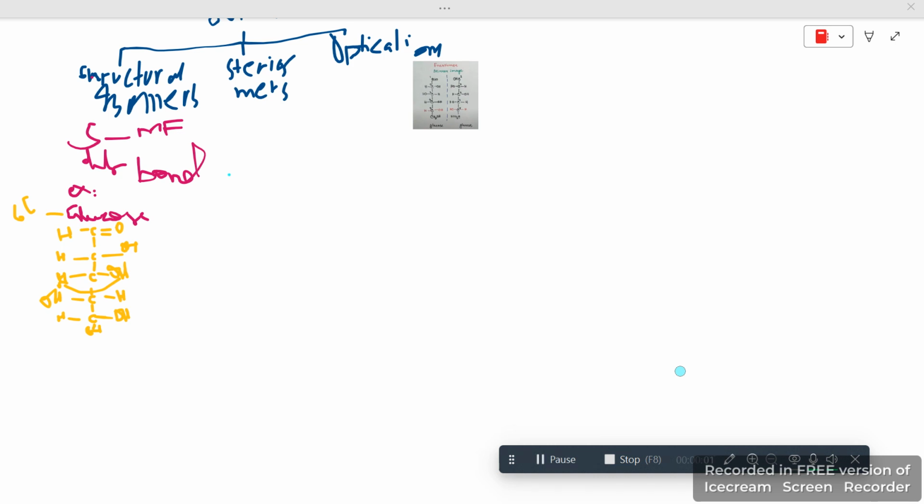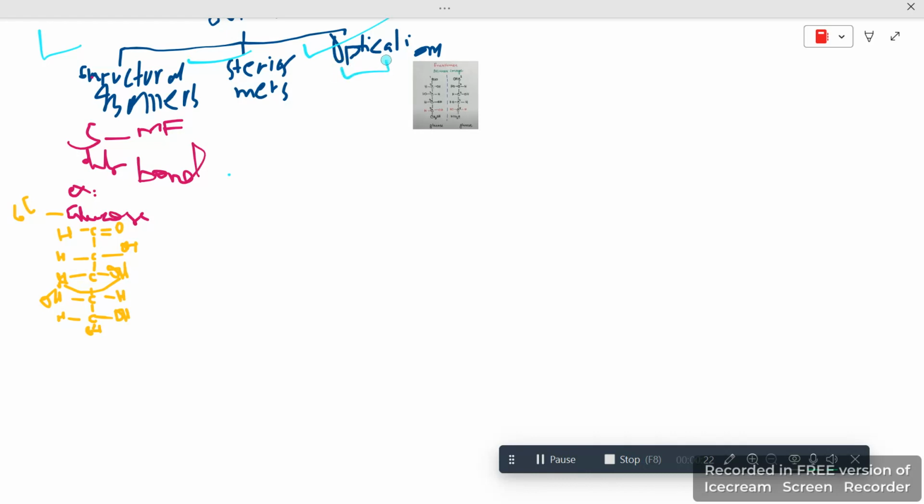So yes, we were discussing isomers. Isomers are simply compounds that have the same molecular formula, but a different arrangement, or we can also say the same chemical formula, but a different structure. In that we have three types: structural isomers, stereoisomers, and optical isomers.